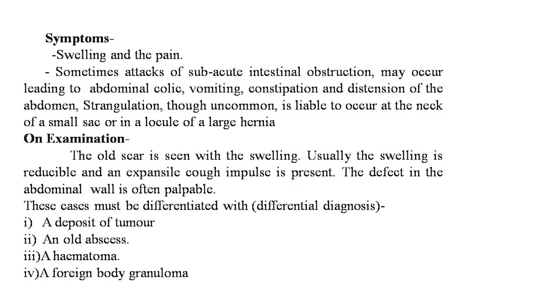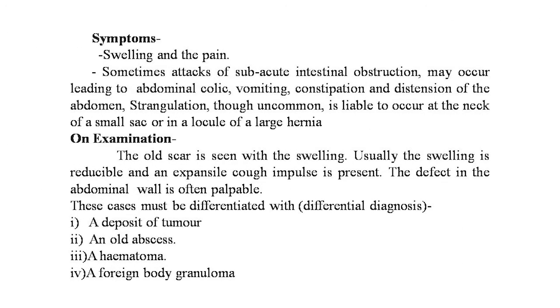Now the symptoms. The commonest symptoms are the swelling and the pain. Sometimes an attack of subacute intestinal obstruction may occur, leading to abdominal colic, vomiting, constipation and distension of the abdomen. Strangulation, though uncommon, is liable to occur at the neck of the small sac or in the locule of the large hernia. Now on examination, the old scar is seen with the swelling.